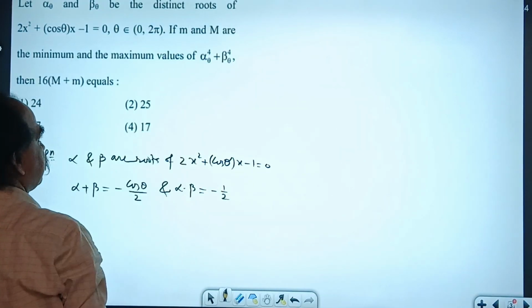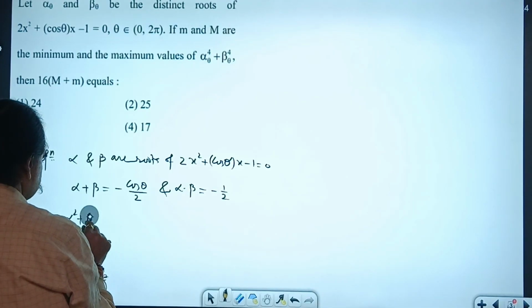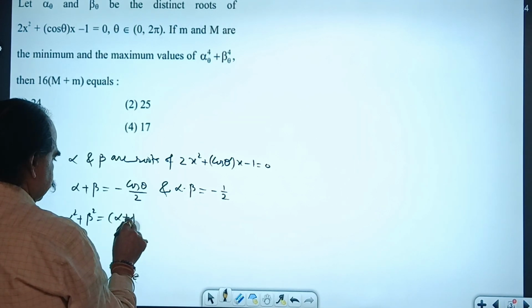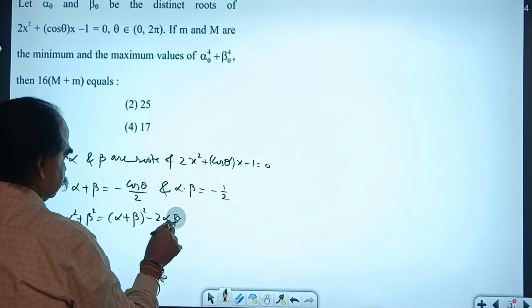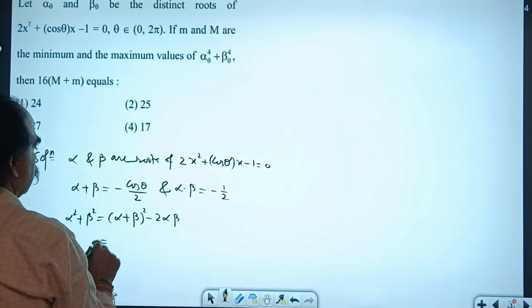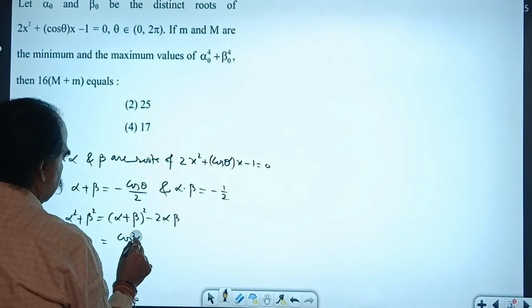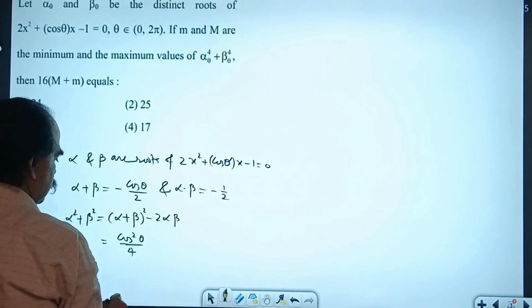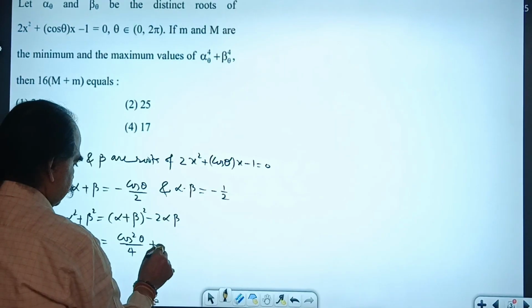We are interested in alpha to the power 4. We want alpha square plus beta square, which is alpha plus beta square minus 2 alpha beta. Alpha plus beta square is what? Cos square theta by 4. And minus 2 into minus half will give you what? Plus 1.